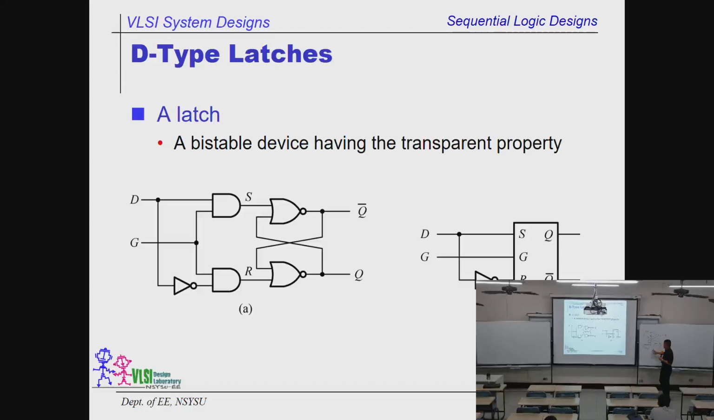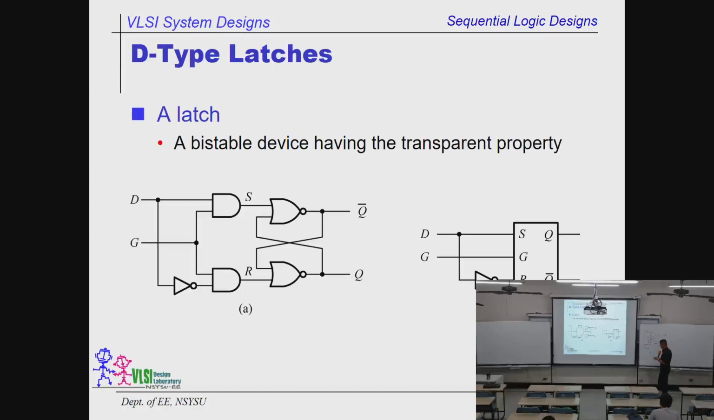So when set and reset are 0, 0, Q next will be exactly the same as Q. Whatever comes next will be the same as before. This is Q now, this is Q next.